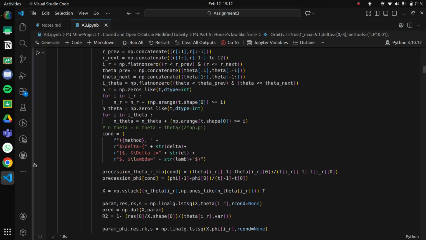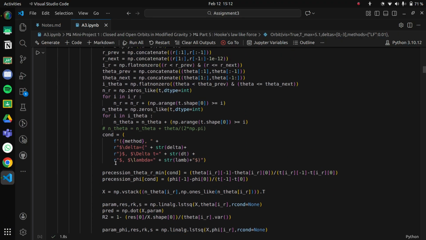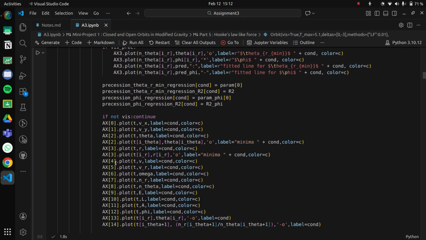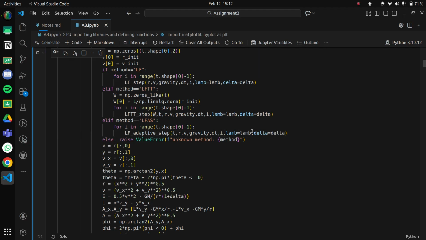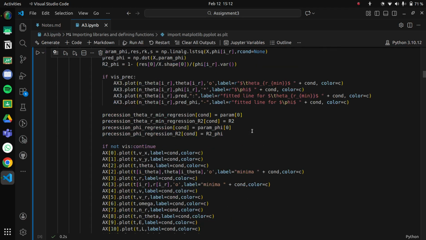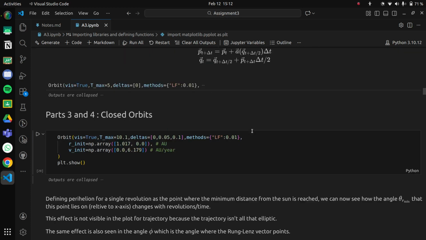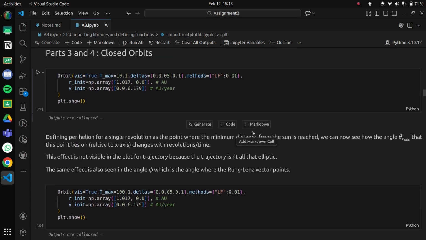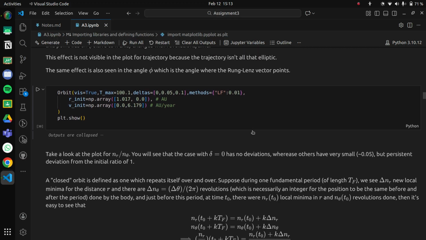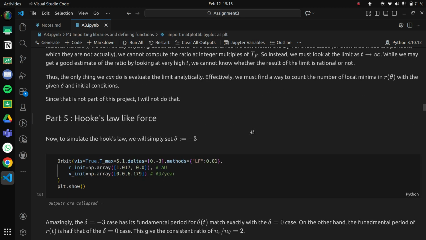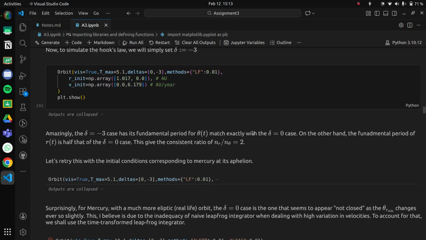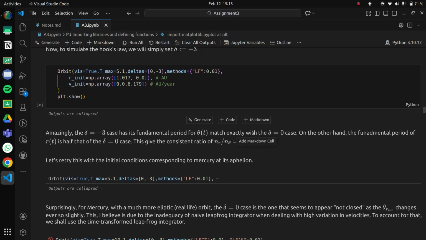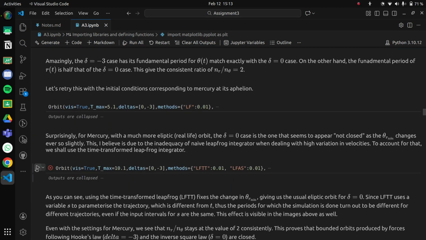Where is the lambda? Come on. Where is it? This is plotting. This makes no sense. Yeah, better. My god, it's so laggy. So where was I? Closed orbit. And it must be somewhere over there because I didn't close any code cells, right? So part 5 looks like force. Yeah, this is the one. So I'm just gonna run this.